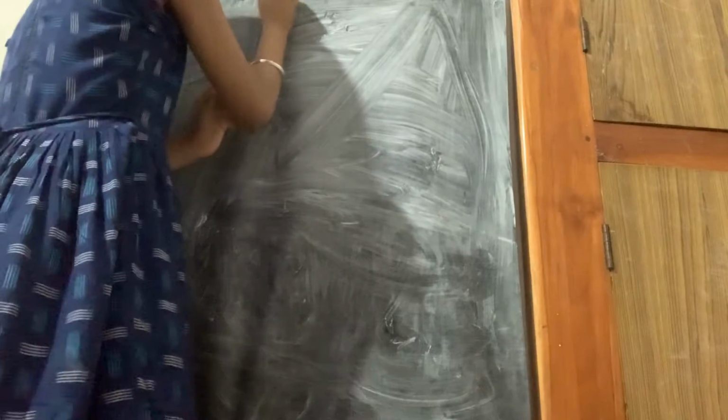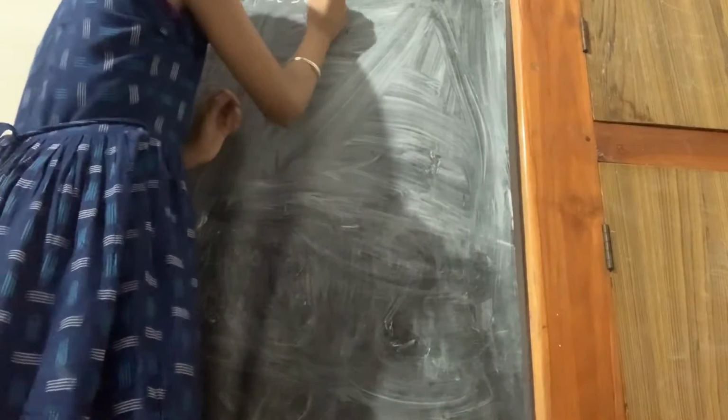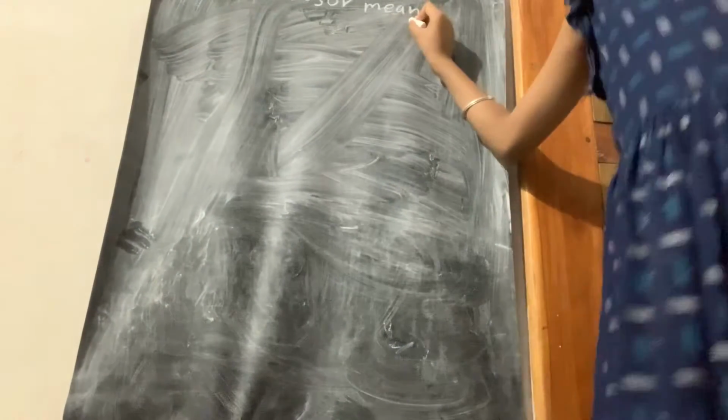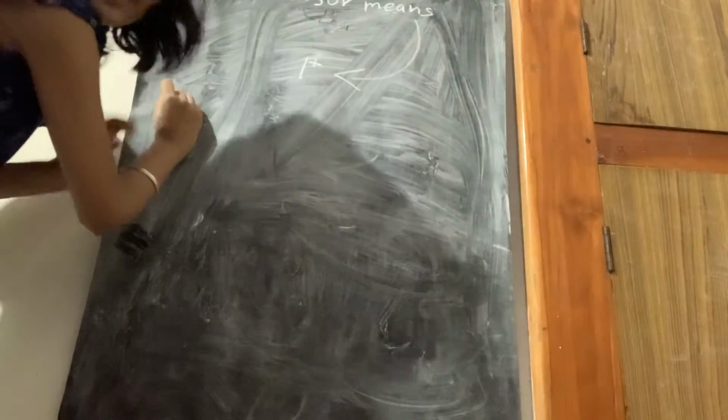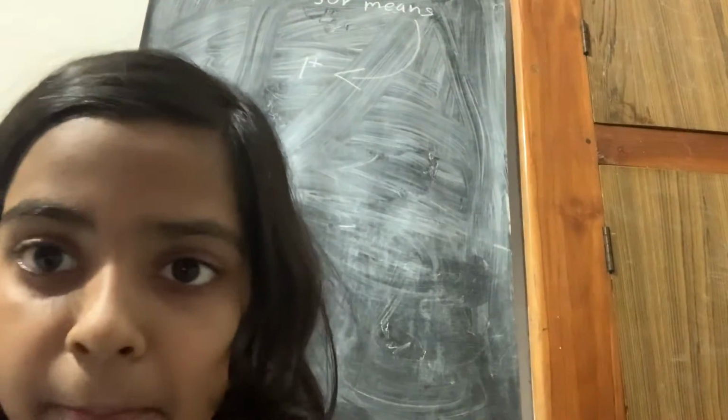So, successor means I hope you could see my board. Successor means you have to add one. Successor means add one, or the number which will come after. I hope you could see my board, everyone. If you can't, please tell me.